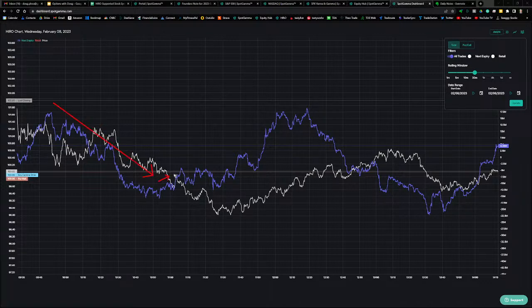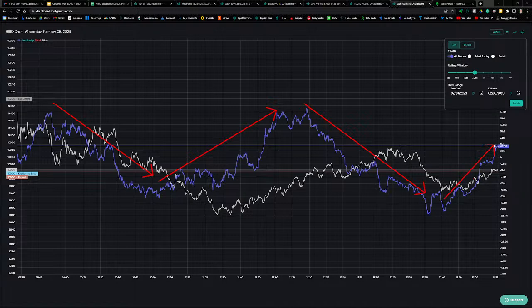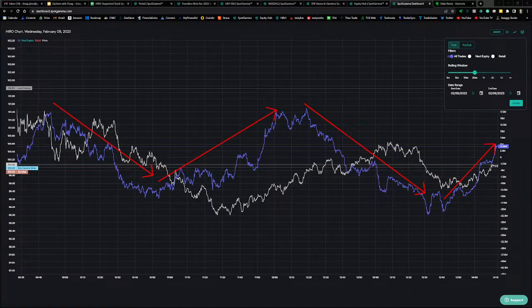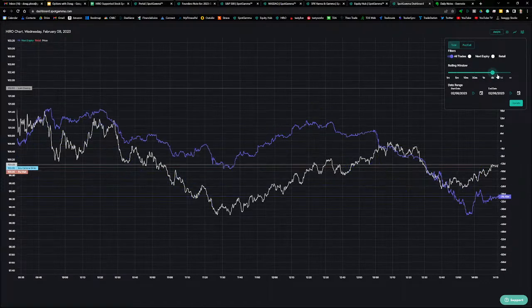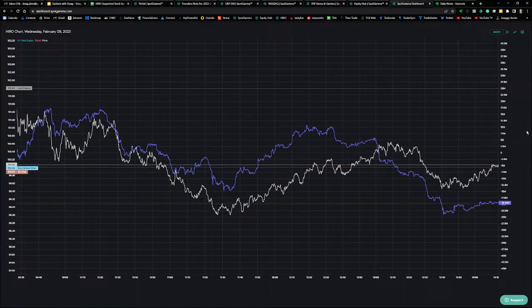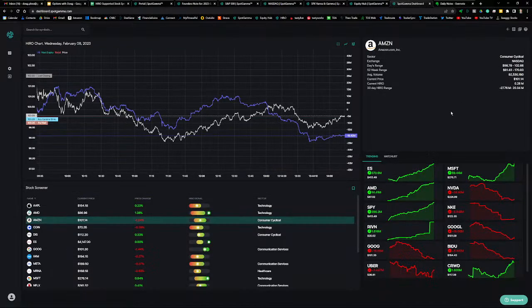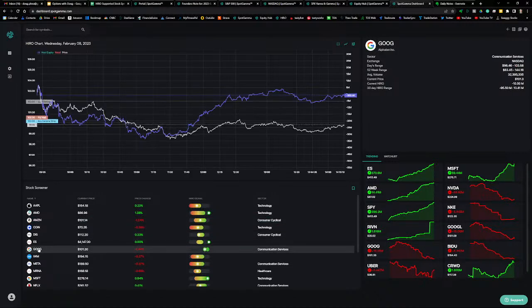Confirmation short, divergence long, divergence short, then confirmation long again. So a good signal in Amazon here, or good signals. Let's change that. Take a look at Google.